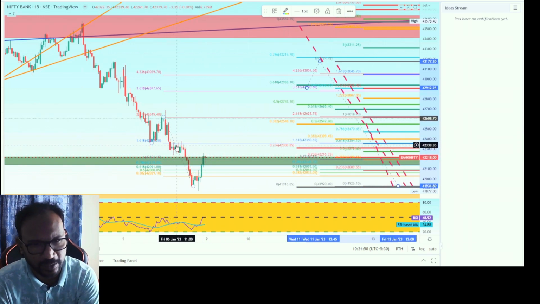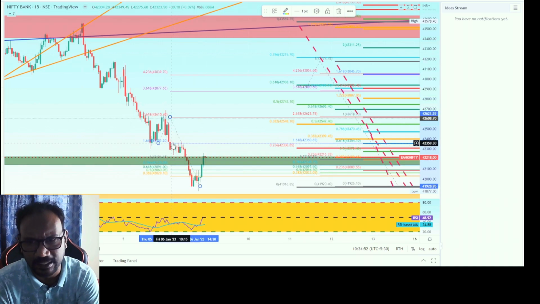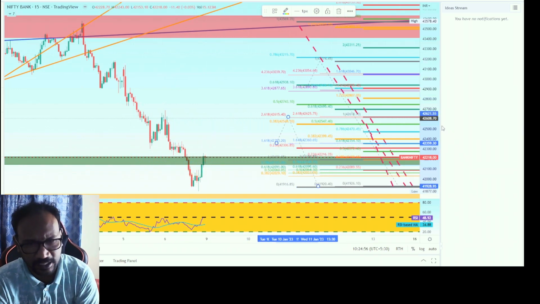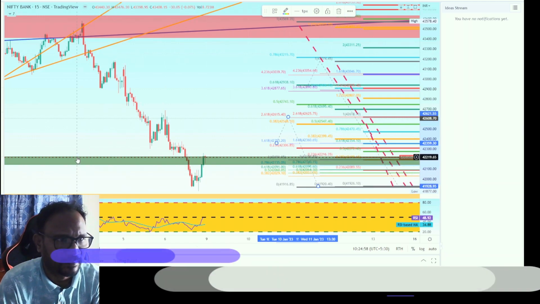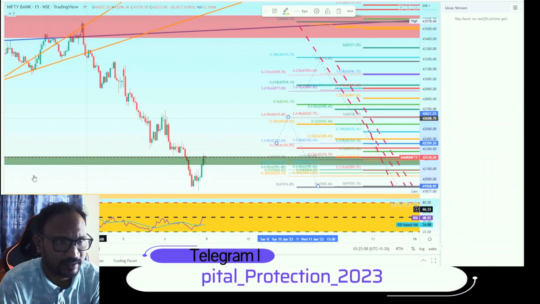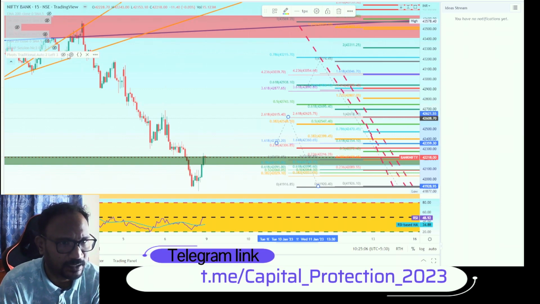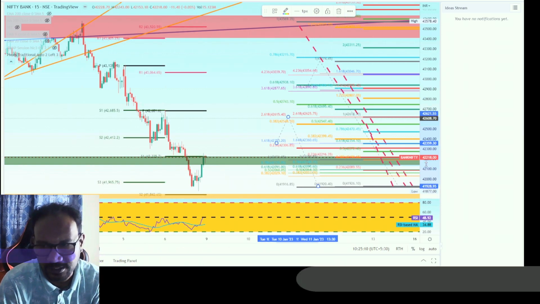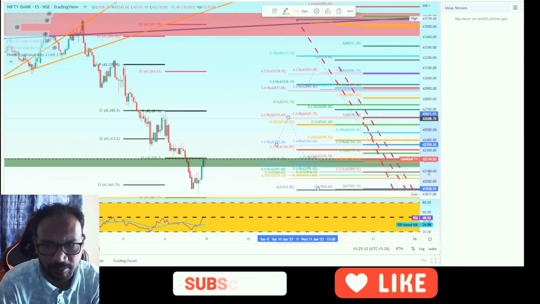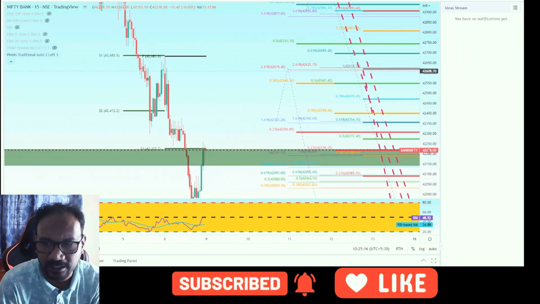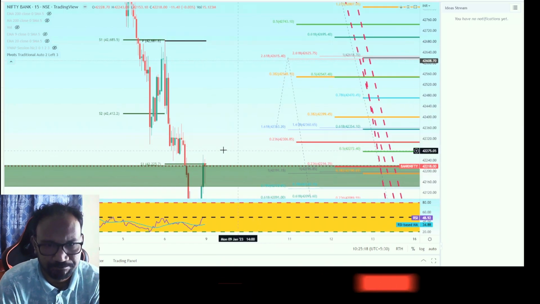Right now we have so much data on the right side, it could be very confusing. How do I draw the levels now? In order to simplify it, I will show you certain techniques, but at this stage we should also enable pivot traditional points, which I have enabled. Now I'm going to zoom in to see where the market can go from here.